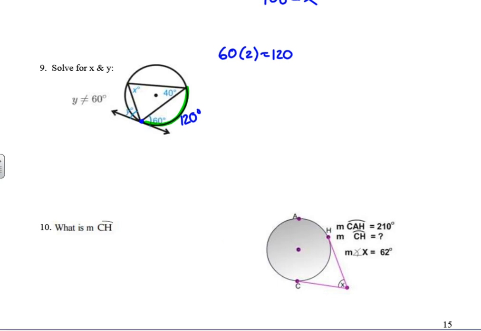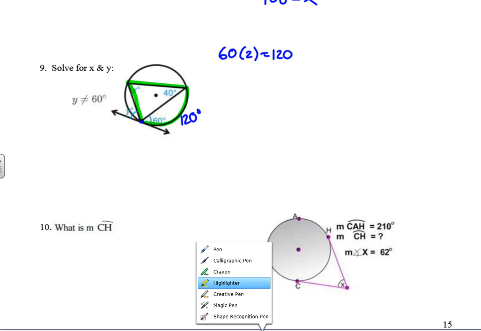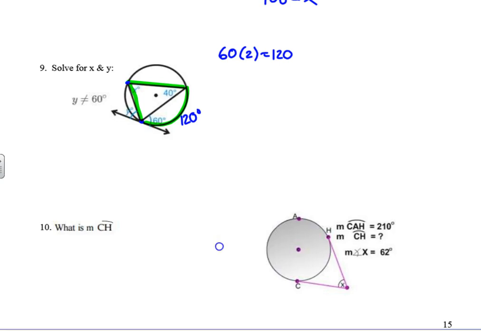Now, how does that help us? Well, the way that helps us is angle x intercepts that arc. Where's the vertex for angle x? It's on the circle. So x is going to be 1/2 of 120, which would be 60 degrees. So this is angle x, 60.